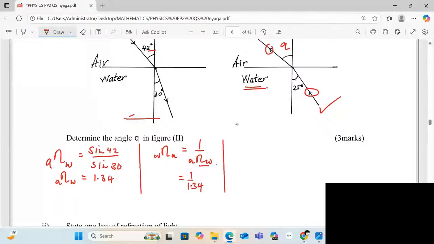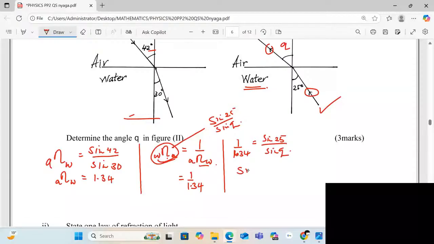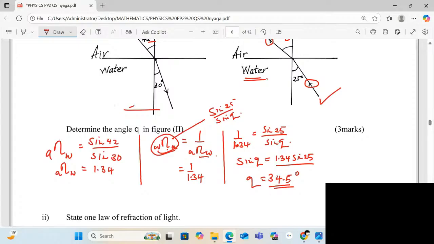Now to substitute, the refractive index will be given by sine 25 over sine Q. Therefore, we can say 1 over 1.34 is the same as sine 25 over sine Q. Taking the sine inverse, we get Q as 34.5 degrees.